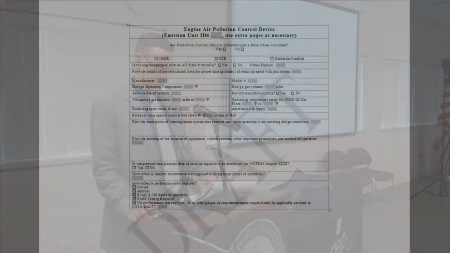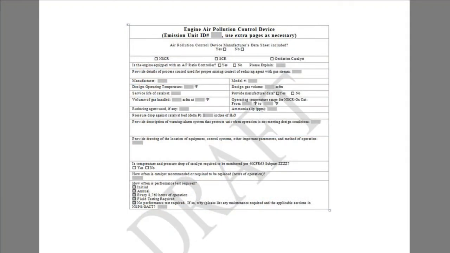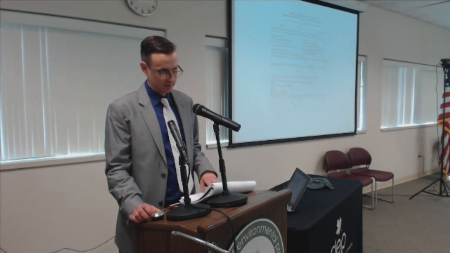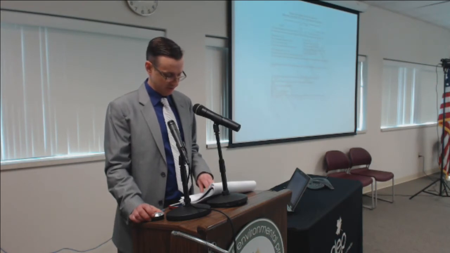On page 22 of the registration application is the air pollution control device sheet for the engine. If you have one, you need to include the catalyst manufacturer sheet to show what the reduction is for the pollutants in question. You need to indicate what type of control device it is and provide all the data that's asked for on that sheet.